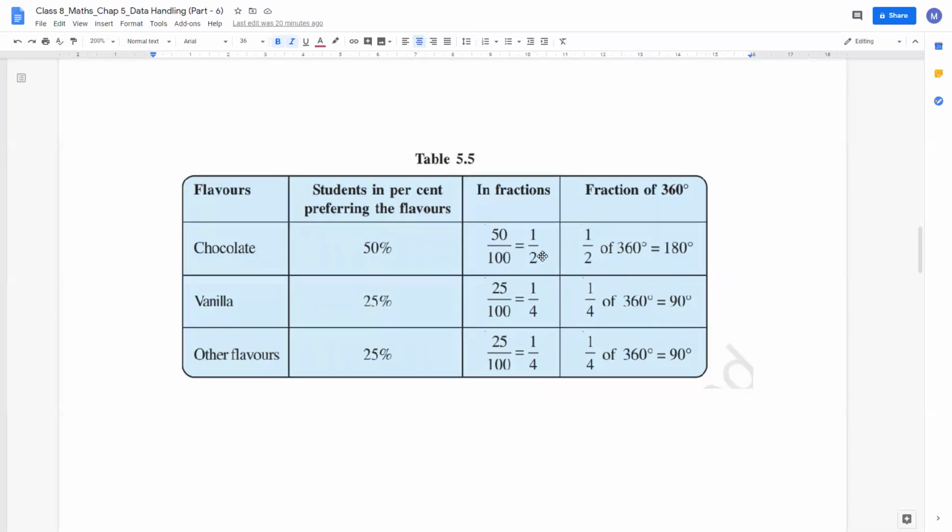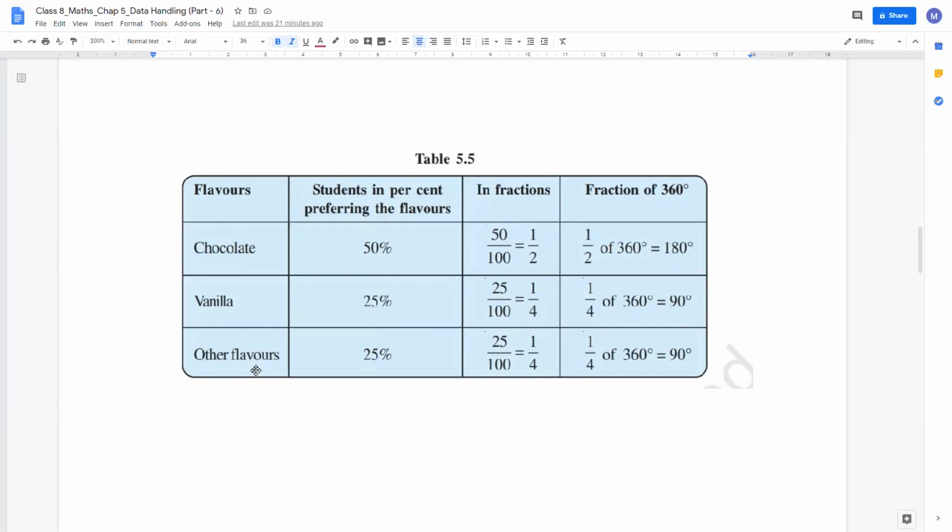So what is the fraction we got for the first one? 1 by 2. 1 by 2 of 360 means 1 by 2 multiplied by 360. Then you will get 180 degree. Similarly, we have to find for the others. Second one is vanilla. Vanilla is 25%. How will you find the fraction? 25 upon total 100. So simplifying, 1 by 4 is the fraction. Now how will you get the central angle? That 1 by 4 we have to multiply by 360. Then you will get 90 degree.